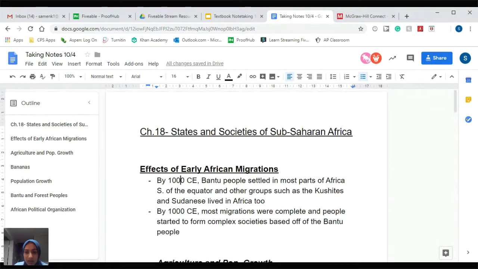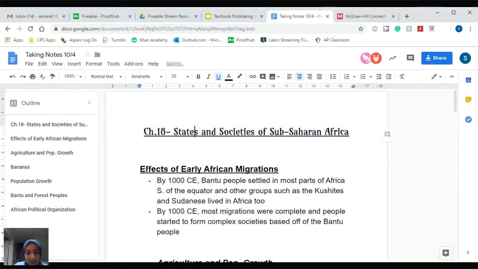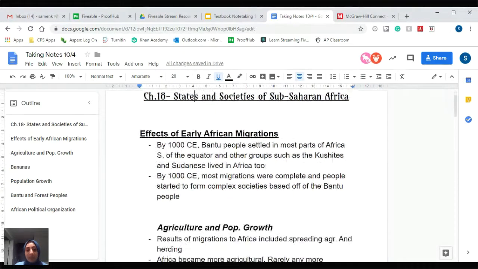Maybe I'll make this a different font. I know some people, when they're writing their notes, like to use a really cursive style handwriting for their titles, the calligraphy style, and it looks so good. I can never do that. Let's just leave it at that for now. And then what font is this? 20? This is 18.